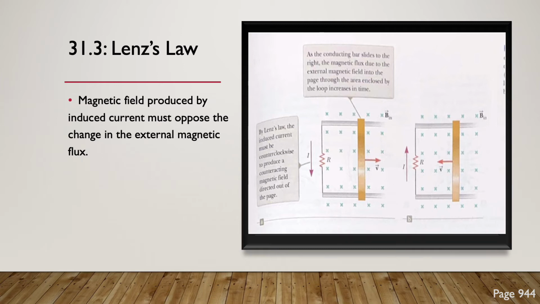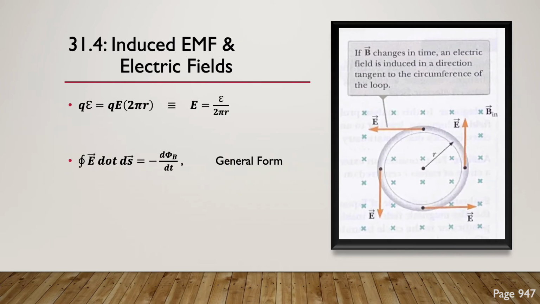Looking at a similar graphic as before, Lenz's law states that the induced current must be directed so that the magnetic field it produces opposes the change in external magnetic flux. This is because the magnetic flux due to an external field directed into the page is increasing, so the induced current must produce a field directed out of the page. In this section, we will be talking about induced EMF and electric fields.